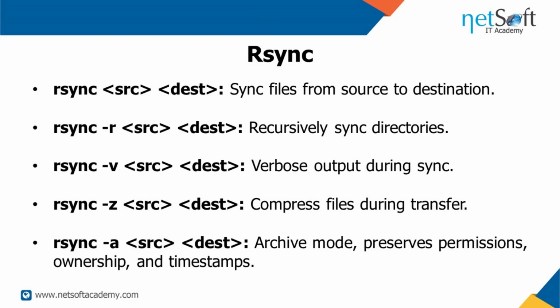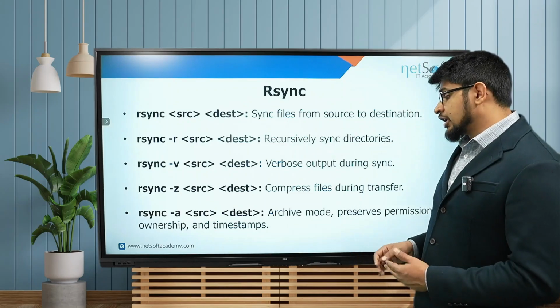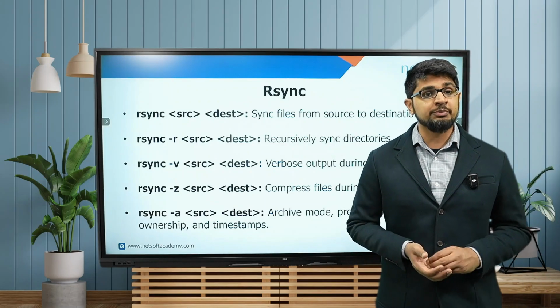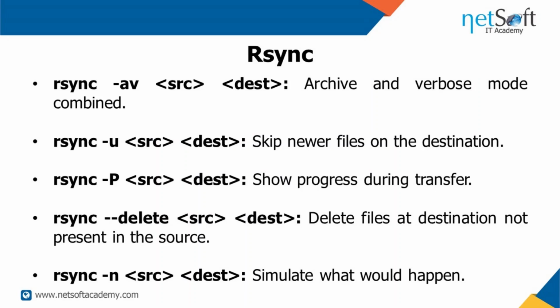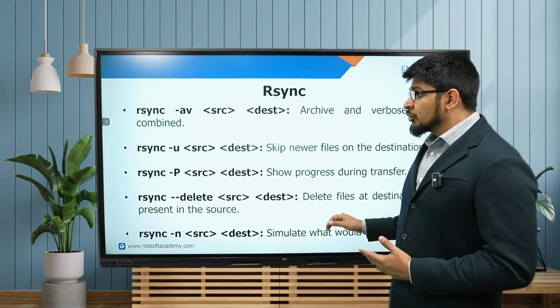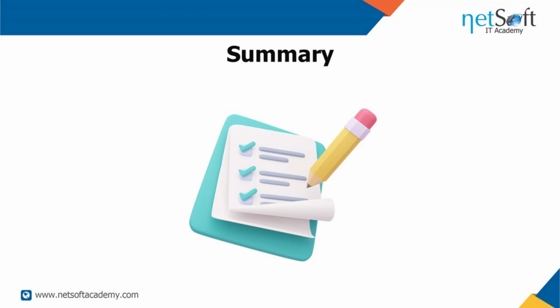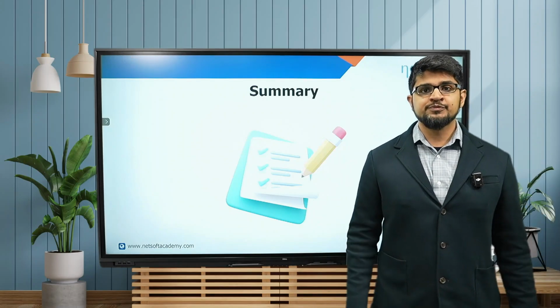So it works very similar to copy, except it works entirely on directories as well. It's allowing you to also compress files during the transfer, work in archive mode where it actually preserves the permissions, ownership, timestamps, and things like that. It also works with other switches in order to modify Rsync's behavior. In the upcoming lab, we're going to go over how to use Rsync in order to sync files from source to destination. Please stay tuned.